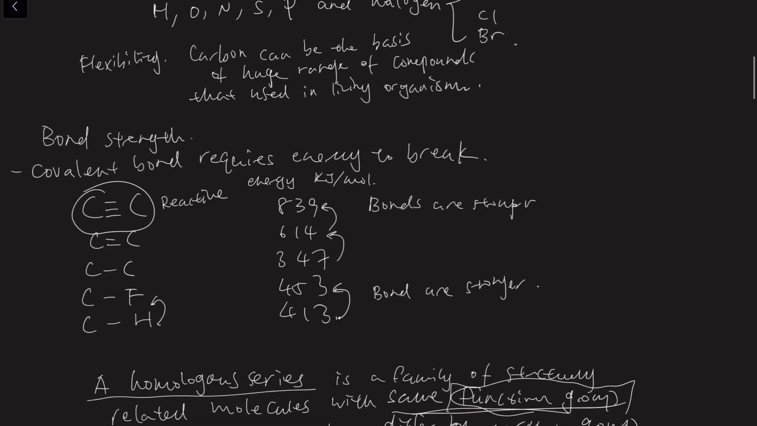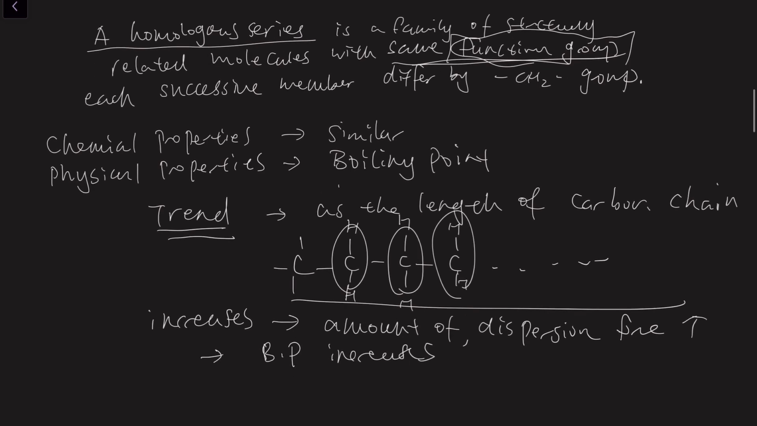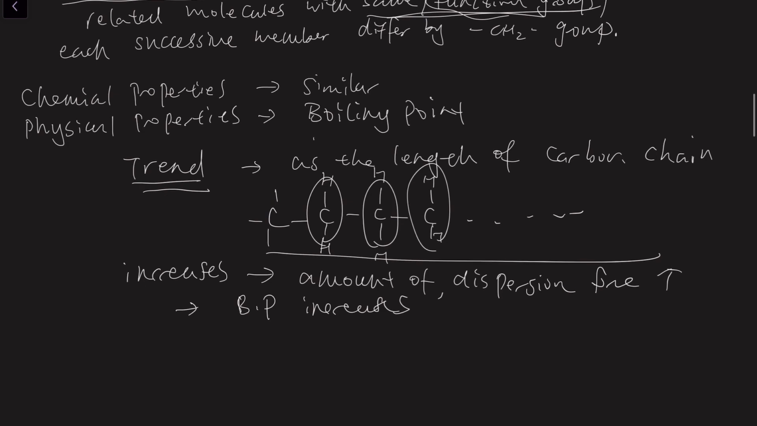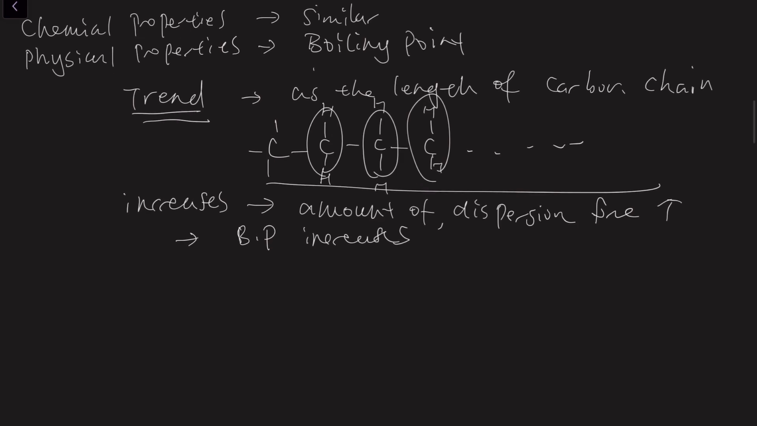So something with longer chains, such as petrol, would have a higher boiling point than natural gas. And we know this because petrol is a liquid at room temperature, but natural gas is a gas at room temperature. The reason is that petrol has a longer carbon chain and thus a larger molecular size. This increases the amount of dispersion force, and this explains why the boiling point for petrol is higher than natural gas.